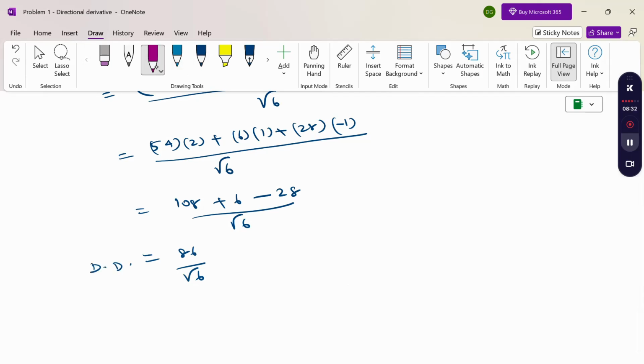If you are using a calculator, you can write it in decimal. It is not wrong.